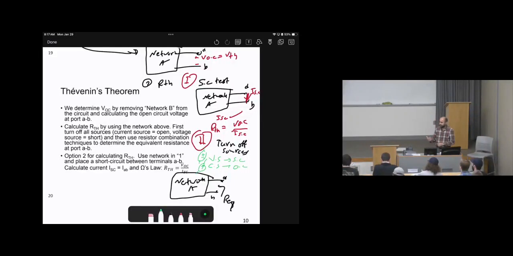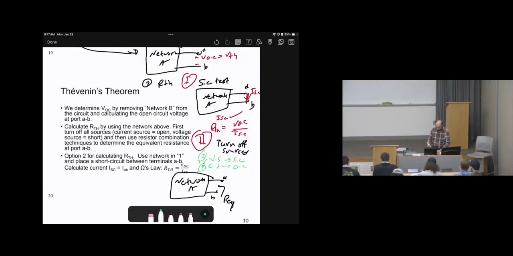So, in DC circuits, we know the elements are resistors, voltage sources, and current sources. A voltage source becomes a short circuit, and a current source becomes an open circuit. The only remaining elements are resistors, then find R equivalent. That's how we do it.